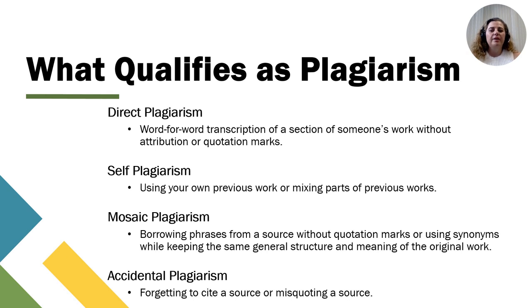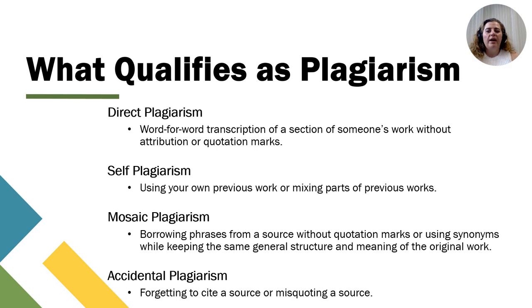Now, mosaic plagiarism is where we borrow phrases from a source without quotation marks or using synonyms while keeping the same general structure and meaning of the original work. We run into mosaic plagiarism mostly when we are summarizing and paraphrasing. So often when we are doing that, what we have is we're reading our original source on one screen, we're looking at it, we're going, this is a really great thing, but I want to just summarize it really quick and paraphrase. Then what we are doing is we're typing away, but we are just changing a few words here and there, looking for some different synonyms. But in the end, it still has the same structure and the same meaning as that original work.